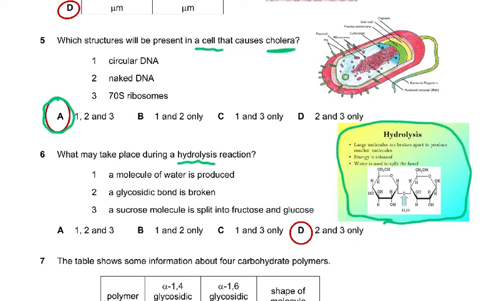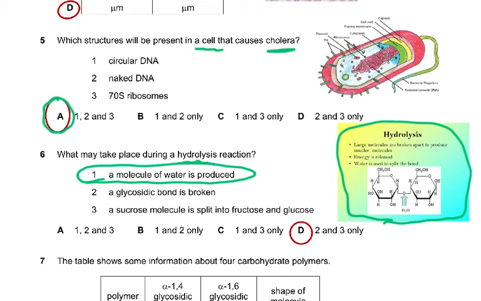Hydrolysis is when large molecules are broken down apart to produce smaller molecules. Energy is released. Water is used to split the bonds. So the water ends up into H and OH, and this bond is broken. So a molecule of water is produced, a glycosidic bond is broken, a sucrose molecule is split into fructose and glucose. So a molecule of water is not produced. This was the mistake in it.